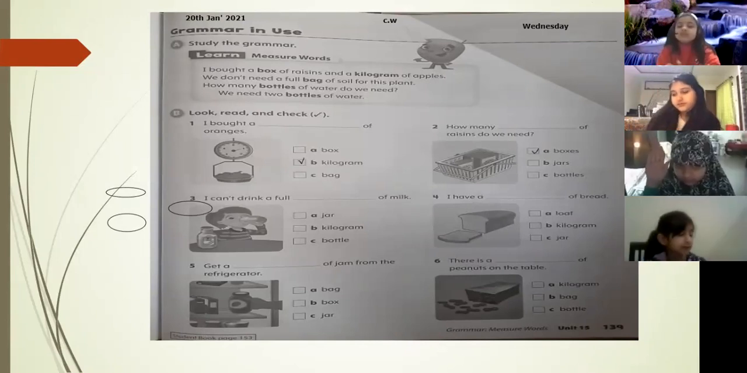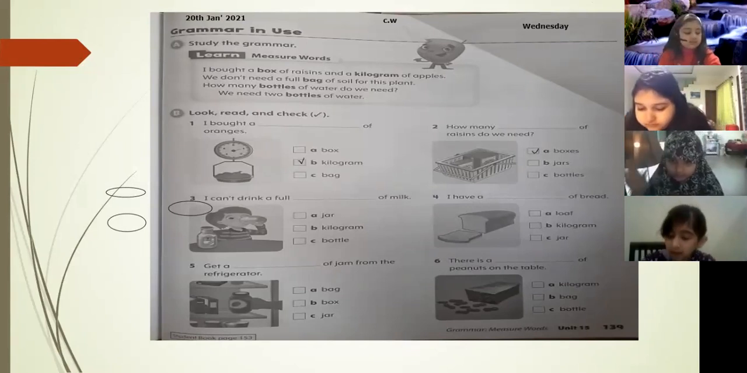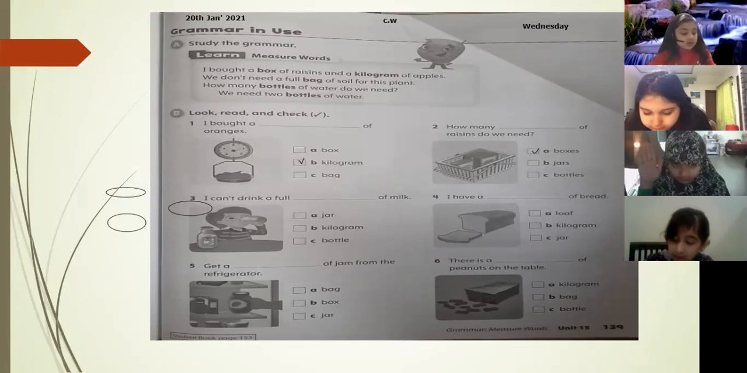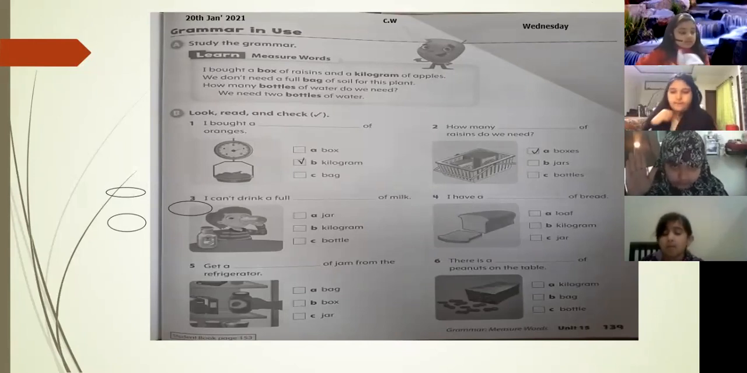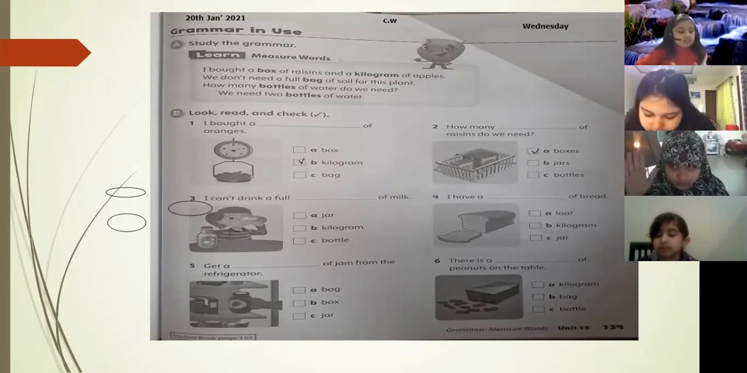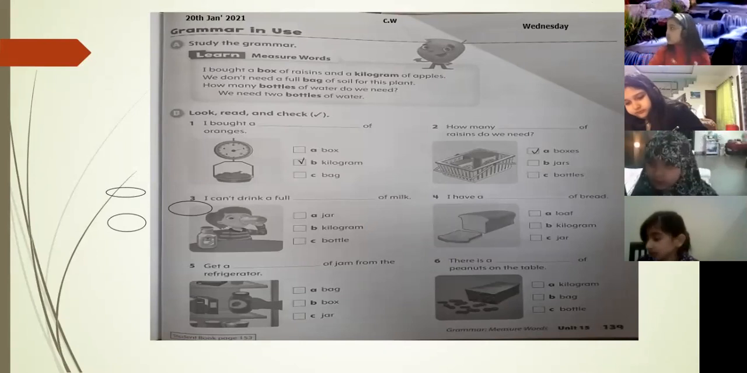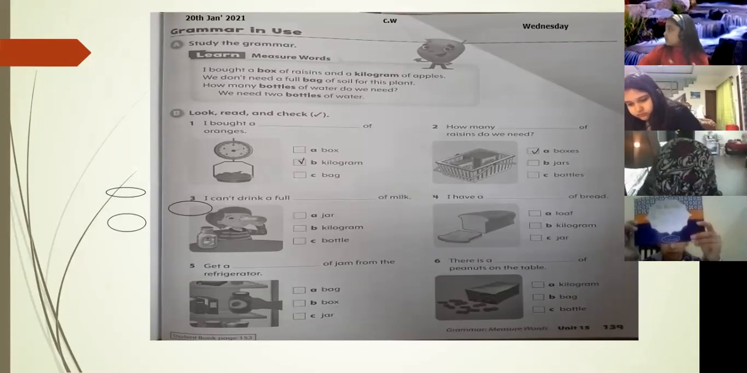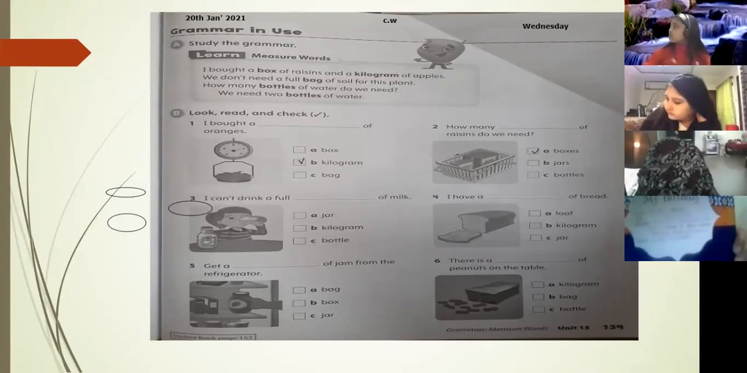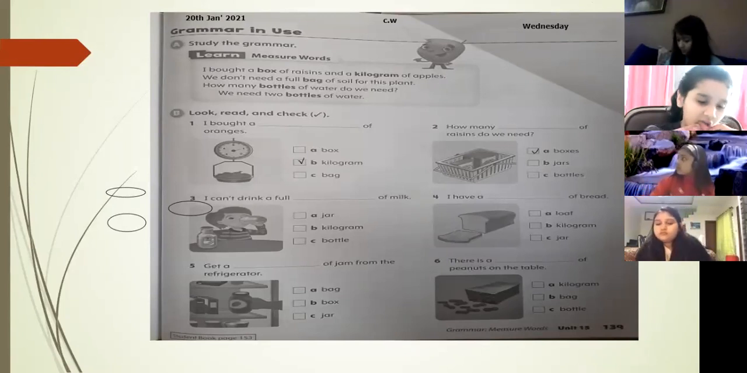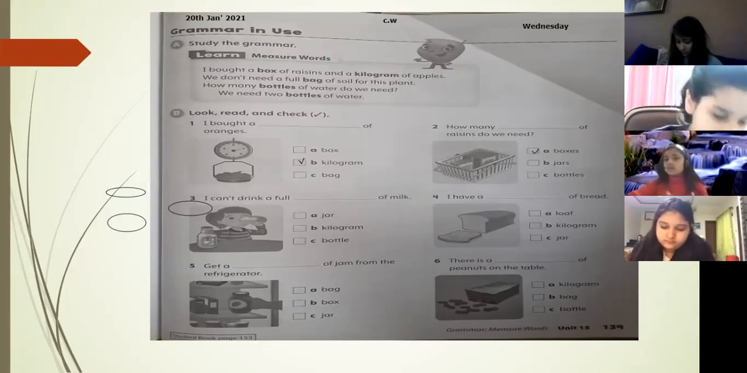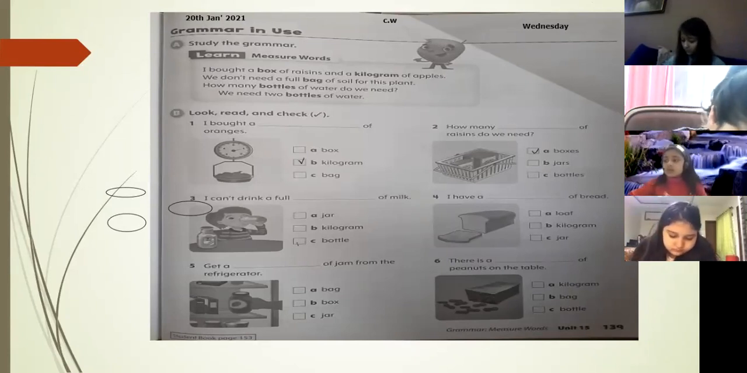Okay, number 3. I can't drink a full dash of milk. So, what is in the picture? Jar of milk, kilogram of milk, or bottle of milk? Yes, Mariam Fatima. Ma'am, what are the options? You can't see the book, beta? You don't have the book with you? I have it. So, look at number 3. Jar of milk, kilogram of milk, or bottle of milk? Bottle of milk. Yes, very good. Just mute yourself, please.